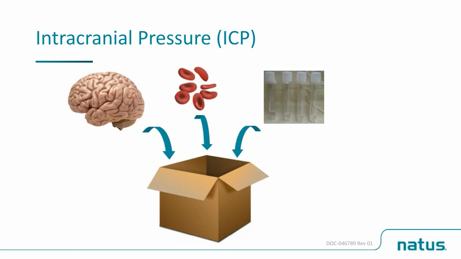If ICP is higher than the mean arterial pressure, or MAP, then the brain is not being adequately perfused. Inadequate perfusion can lead to secondary injuries such as ischemia and infarction. This is why it's so important to ensure that there is adequate space in the closed box.